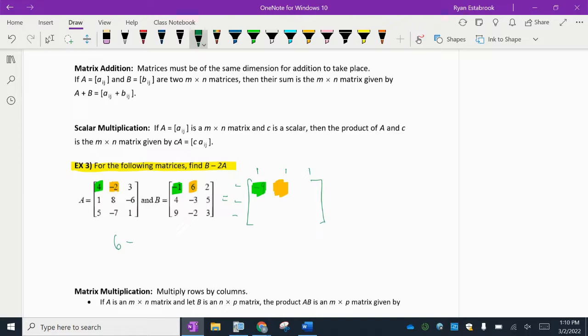B minus 2A should give you a 10. If you got that, I want you to finish off this row. B minus 2A should be negative 4. Once you have this row, see if you can complete the rest of the entries, row 2 and row 3.